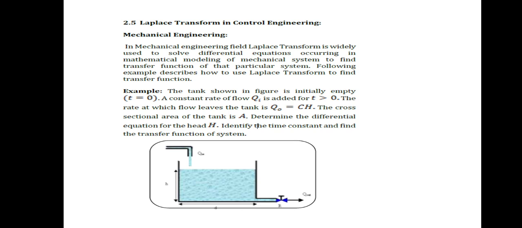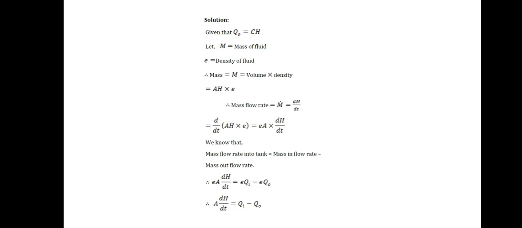The tank shown in the figure is initially empty at t equals 0. A constant rate of flow q1 is added for t greater than 0. The rate at which flow leaves the tank is q0 equals c h, and the cross-sectional area of the tank is A. Determine the differential equation of the head h. Identify the time constant and find the transfer function of the system.